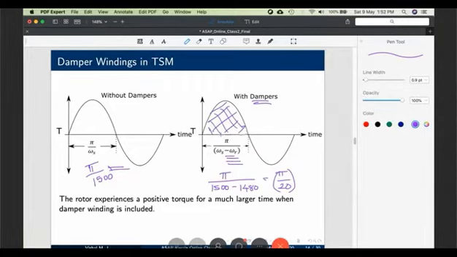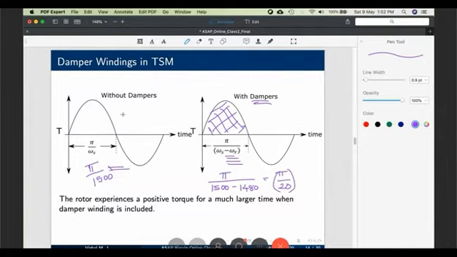Once it starts moving, what do we do? We give the DC excitation. Now the steel piece becomes a magnet which has north and south poles, and they get magnetically attracted to the rotating magnetic field and get locked. This is how a synchronous machine starts.